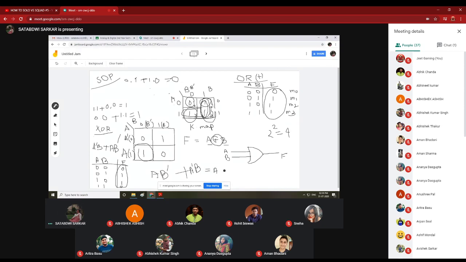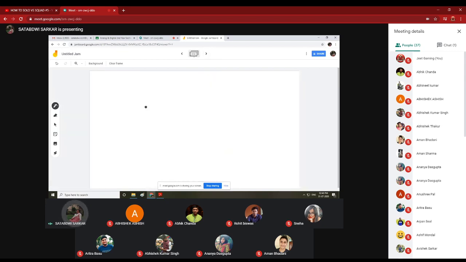So this is expressed as a XOR b. This is the symbol of the XOR gate. So the circuit is like that. A and B, two values are there, but the XOR symbol is like this. So here it is A, and here A and B.